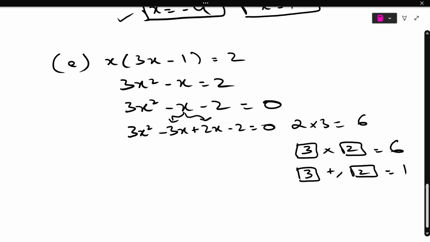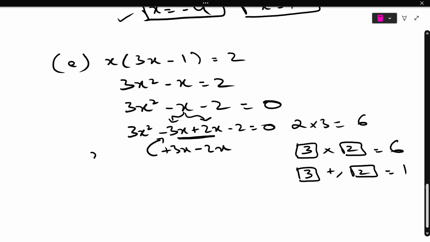Now remember, why did I put this minus sign with 3x? I could have also written it like this, plus 3x and minus 2x. Why have I written it like this? Because the sign with x is minus, so I have to make sure that the sign with my greater value is also minus, because you know that the sign of the greater number is carried to your answer. Right, so if I solve this, it's going to be minus plus minus.